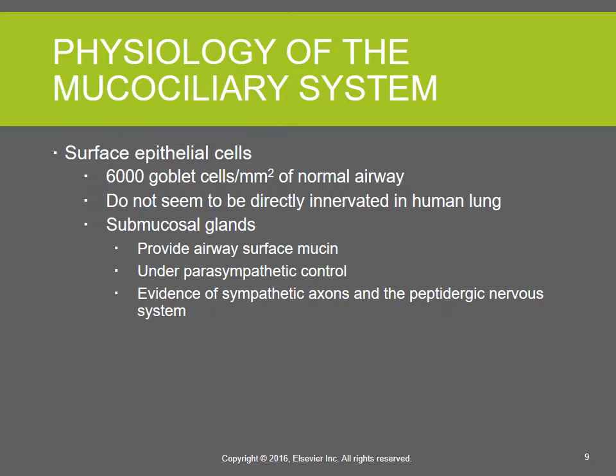Submucosal glands below the epithelial surface are thought to provide much of the mucin on the airway surface. The submucosal gland is under parasympathetic or vagal control. It responds to cholinergic stimulation by increasing the amount of mucus secreted. Evidence suggests that the submucosal glands in the respiratory tract are also innervated by sympathetic axons and the peptidergic nerve system.